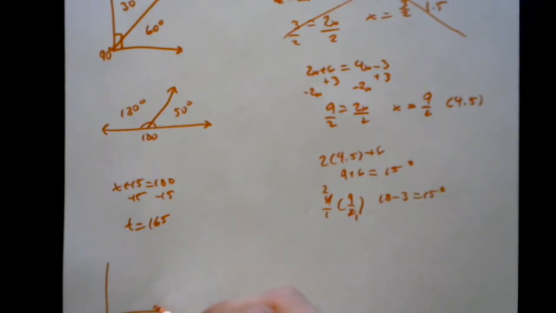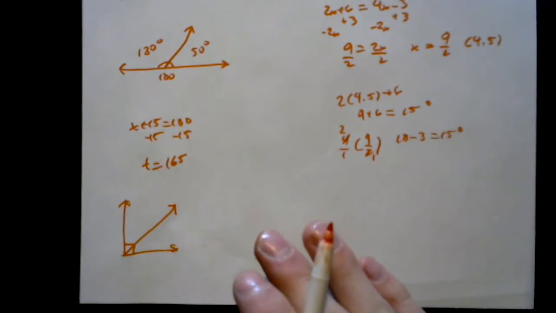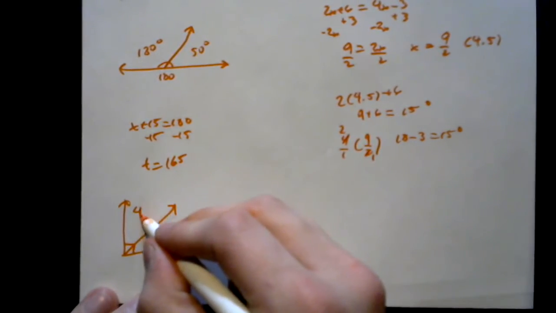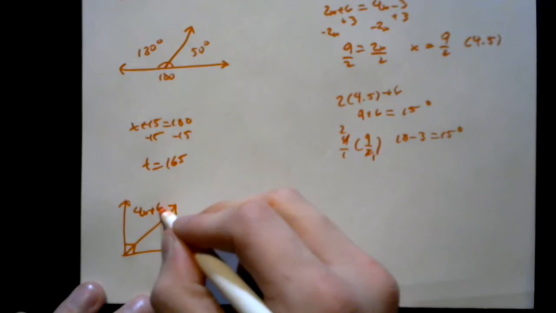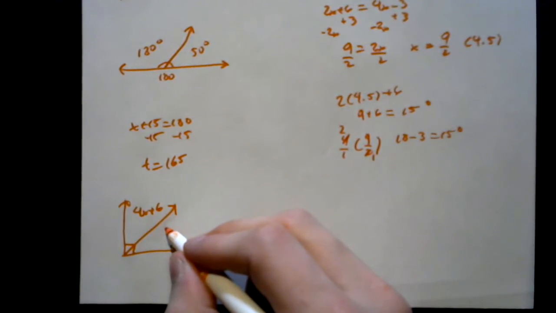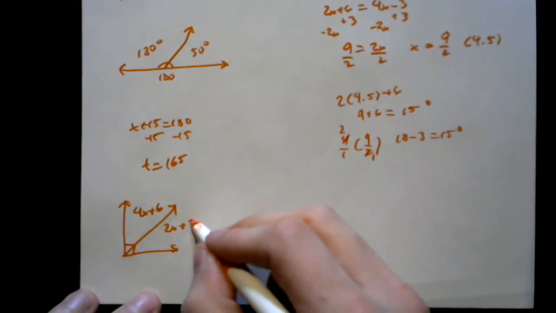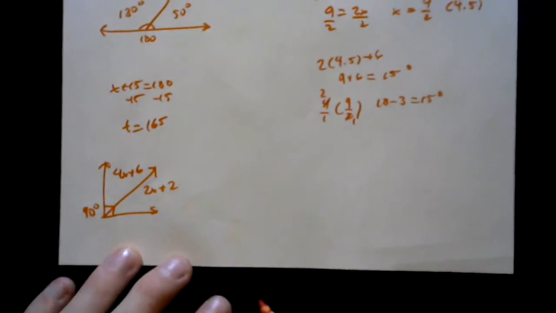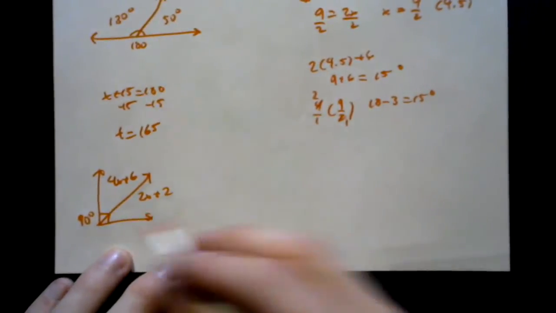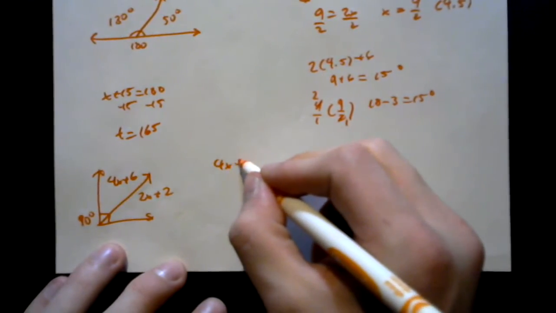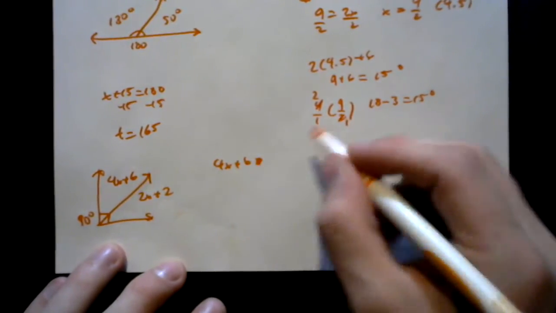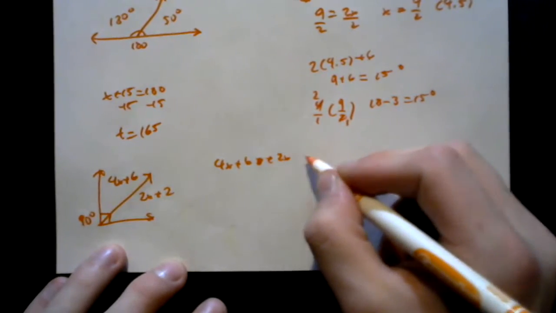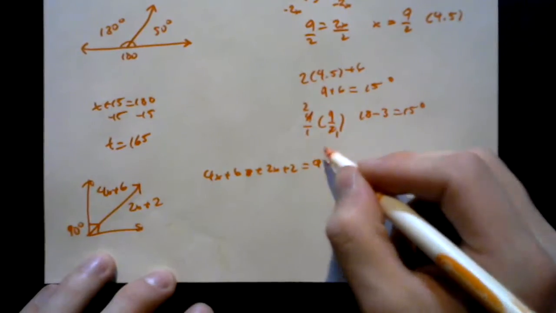Finally, we'll just do one for complementary. So we have our fancy complementary right angle, and we have a ray bisecting out of it. So we'll do 4x plus 6 and 2x plus 2. This is 90 degrees. So we add these together like you do with the supplementary, but set it to 90. So 4x plus 6 plus 2x plus 2 equals 90.